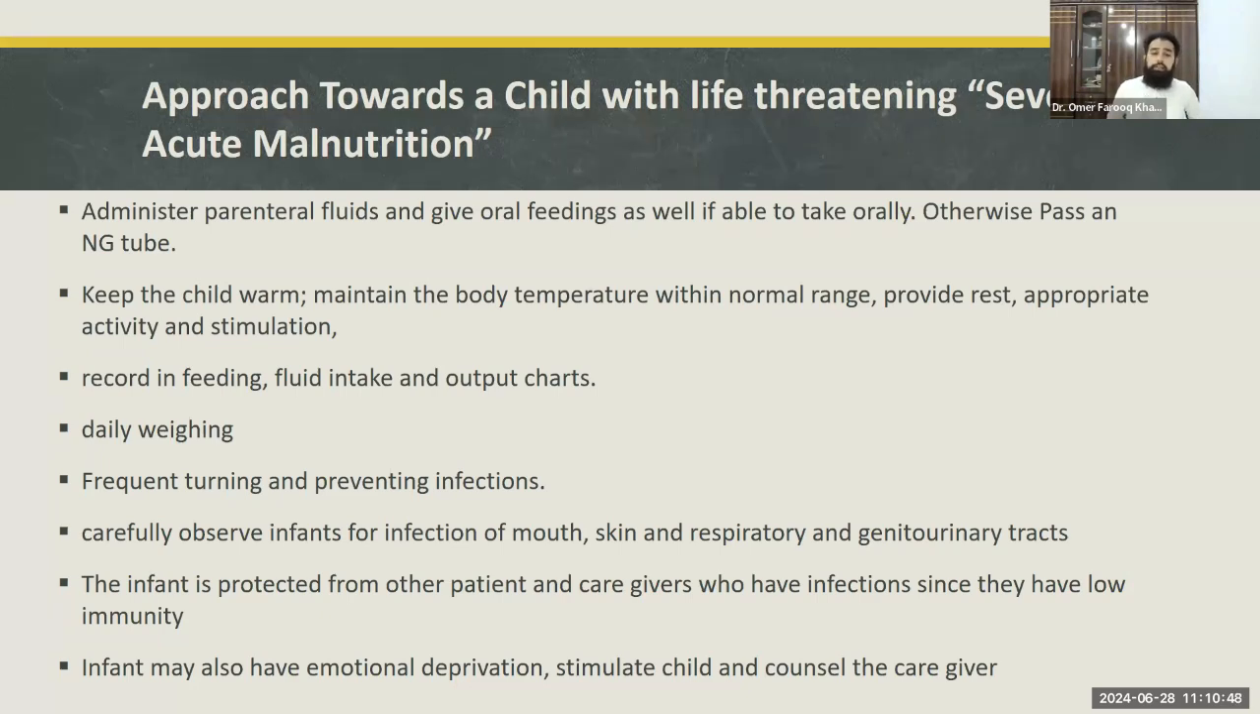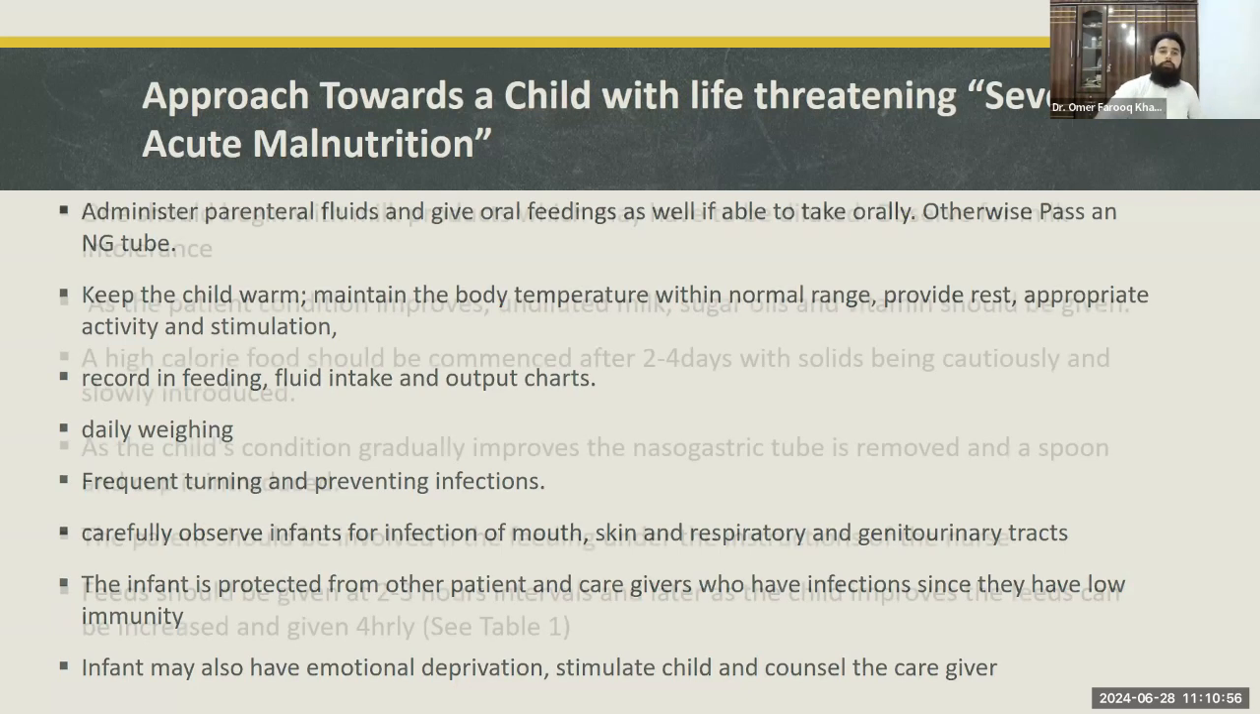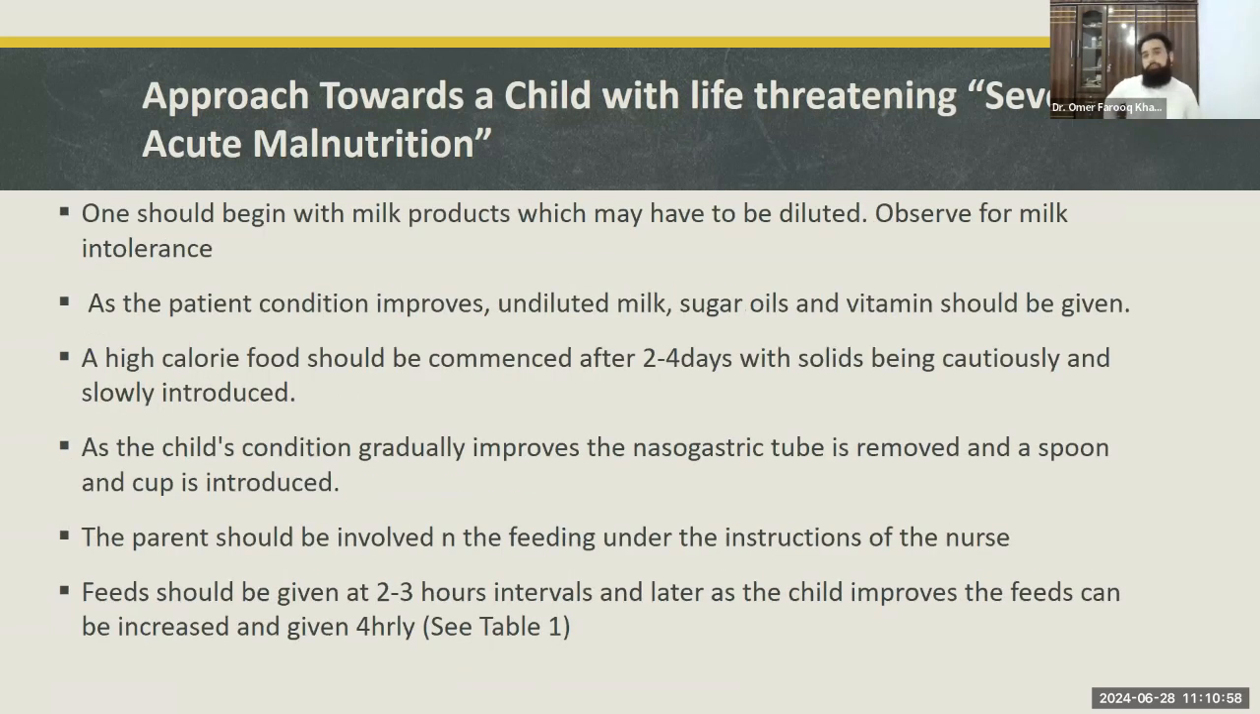Kiss the child, hug the child, keep loving him or her, so that emotional instability also decreases. The approach towards the child will have threatening severe complications, severe acute malnutrition continued. One should begin with milk products, which may have to be diluted as well. Observe for milk intolerance in such children as well, because there are children who cannot digest lactose. So you have to give lactose-free milk in such children as well.